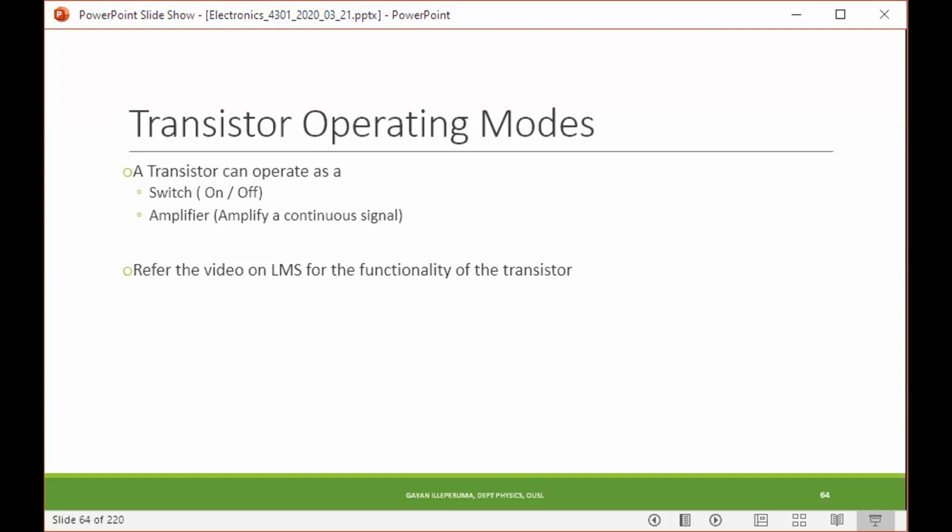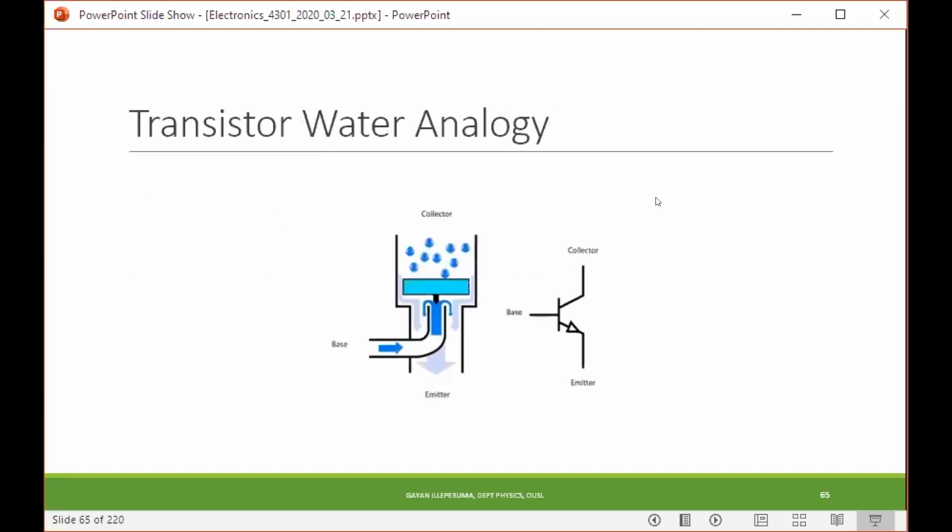So we have a transistor. I said it can be used to process signals. There are two different ways you can use a transistor. They are called the operating modes. One mode is it can be used as a switch. That means on and off. Another one is it can be used as an amplifier. That means it can multiply a signal by a certain factor. On and off means only two states. Amplifier means it's a continuous stage. So those are the two operating modes. We will discuss these modes in separate ways.